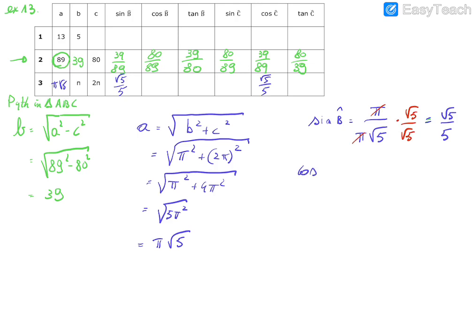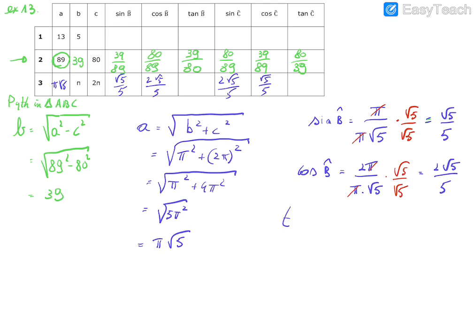For the cosine of B, it's more or less the same. The only difference is that the adjacent is 2 pi divided by pi times square root 5. The pi's can be simplified, and of course we have to multiply with square root 5 to rationalize the denominator. 2 square root 5 divided by 5.